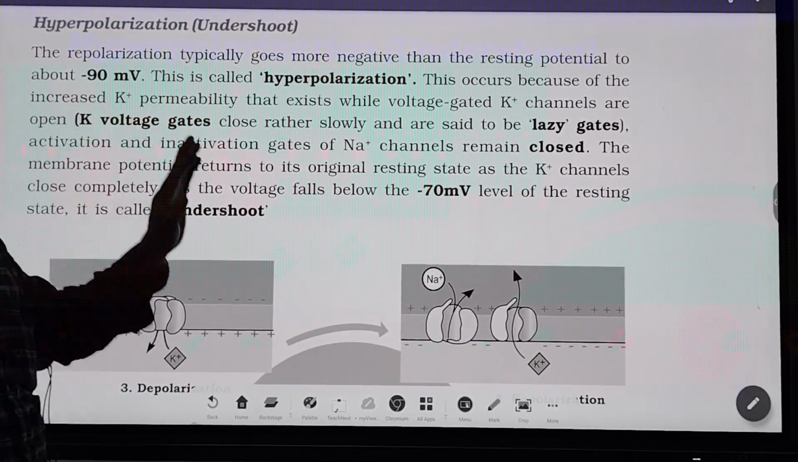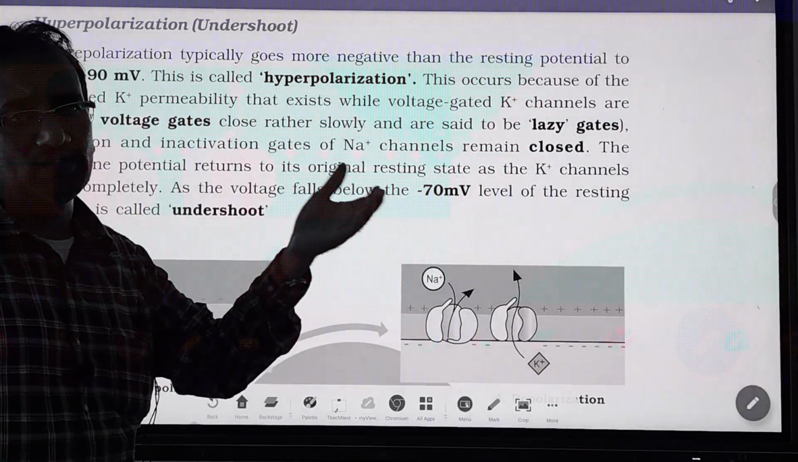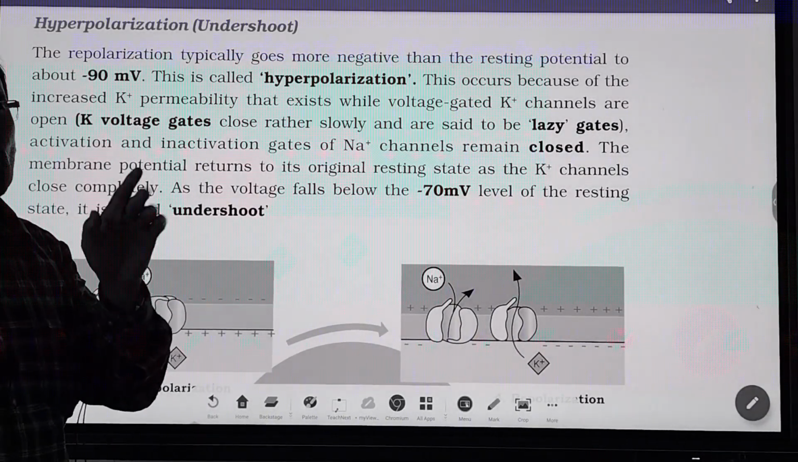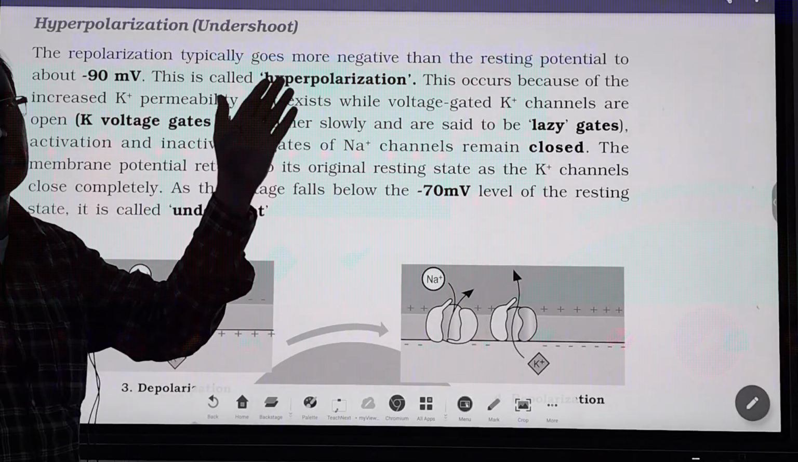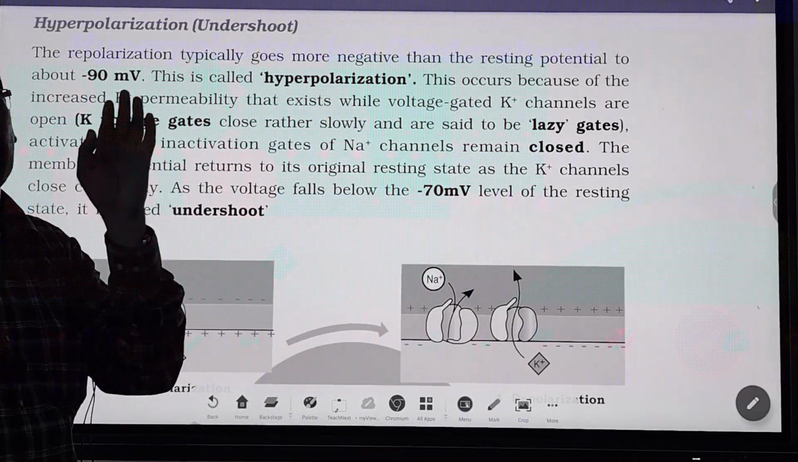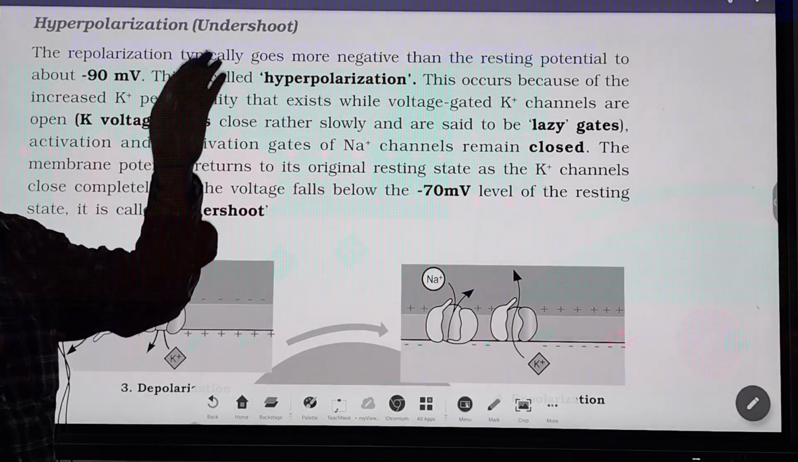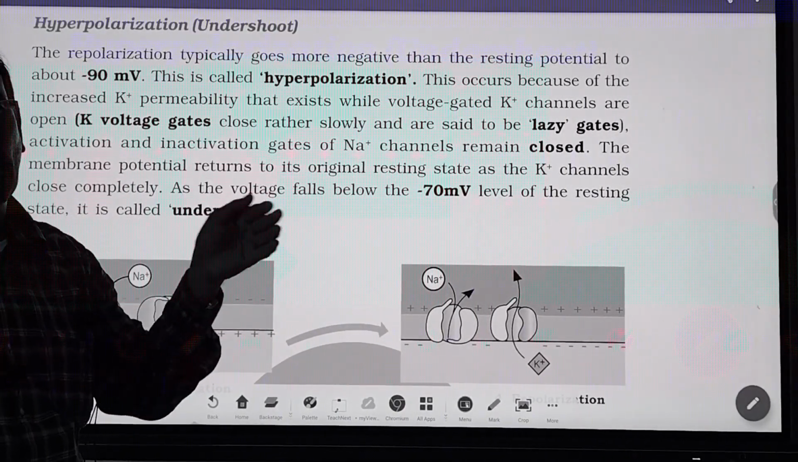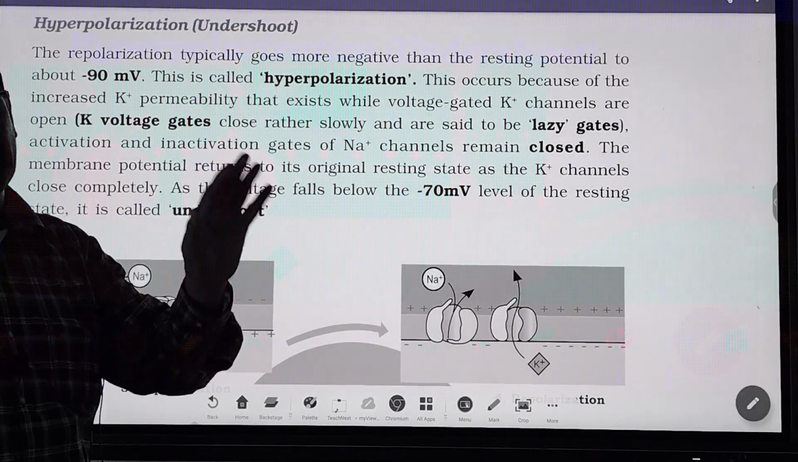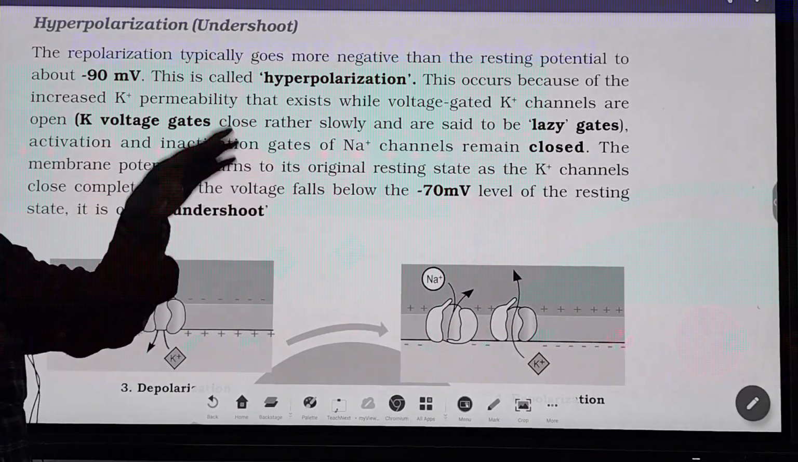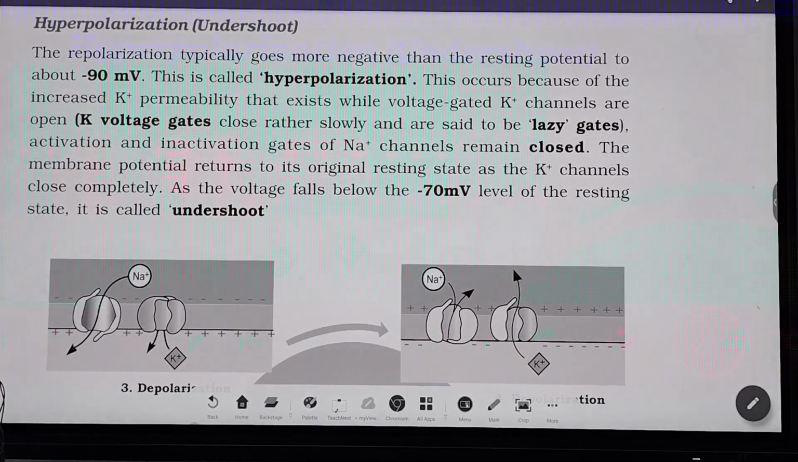And here is hyperpolarization. Hyper means the same: outside positive, inside negative only. Why is this happening? Because the sodium ion gates are still open, even after repolarization. They are very lazy pumps. So sodium and potassium are always going outside and being removed, so more negativity is created in the cytoplasm. That is why it is outside positive, inside more negative. That is called hyperpolarization.